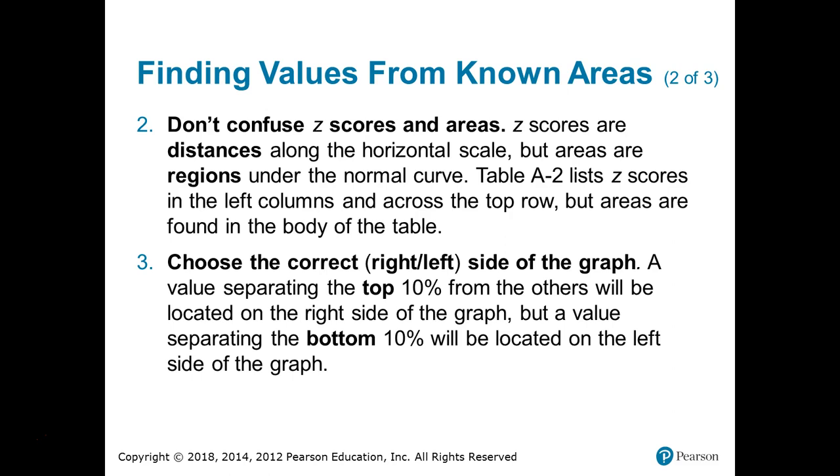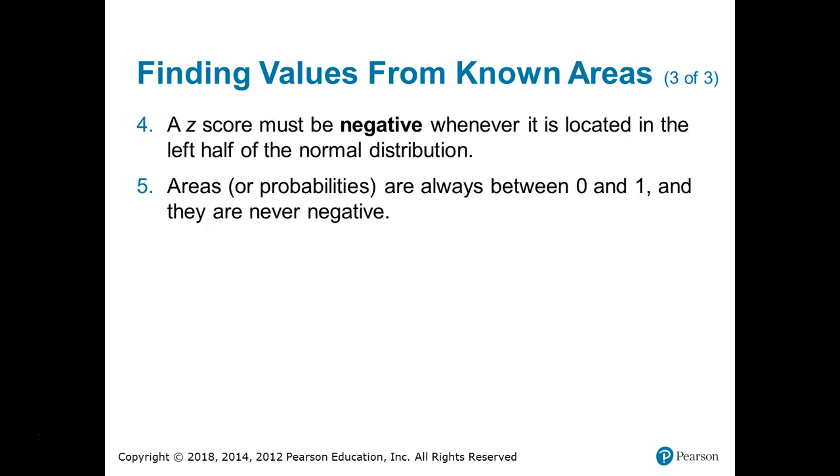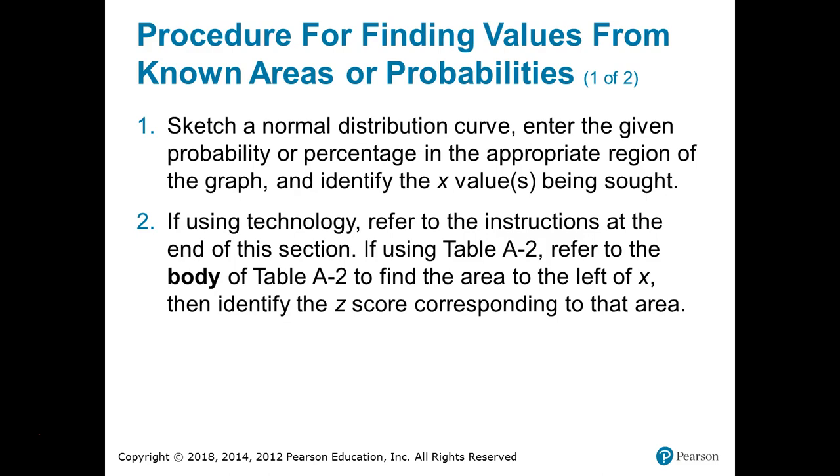Another common error is not looking at the right side of the graph. The top 10% will be located to the right side of the graph, but a value separating the bottom 10% will be located to the left. Think about the last example we did from the previous section. Z-scores to the left of the mean would be negative, and the areas are always going to be between 0 and 1, and they can never be negative.